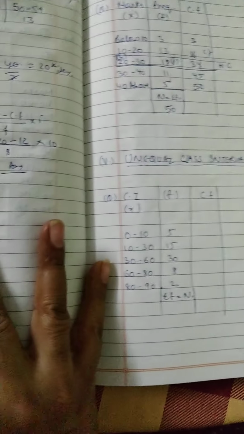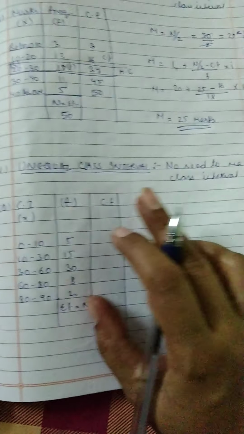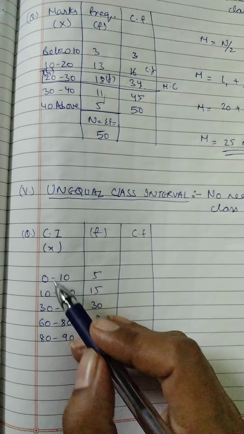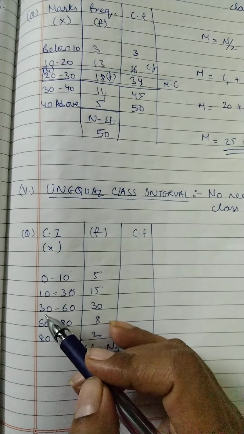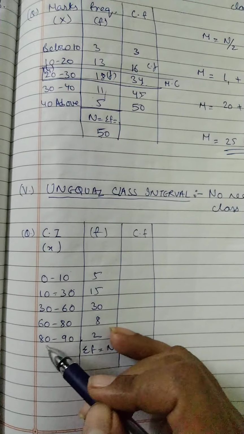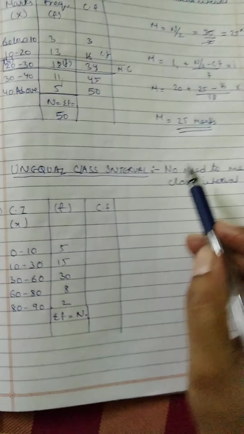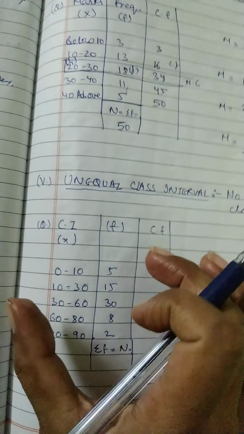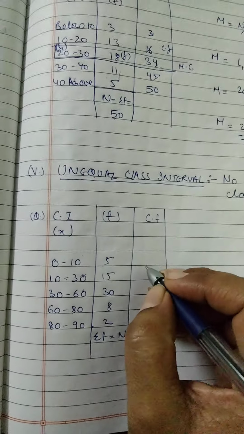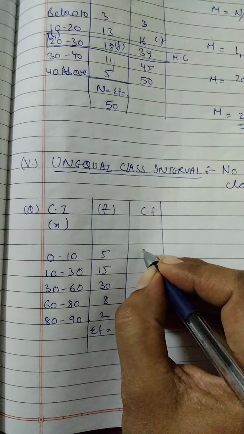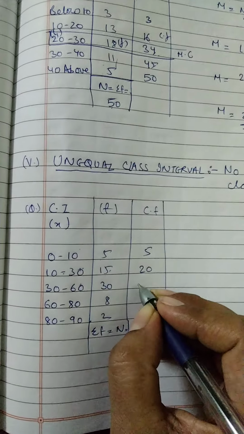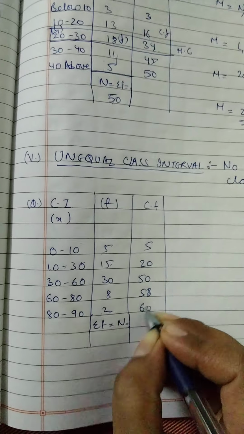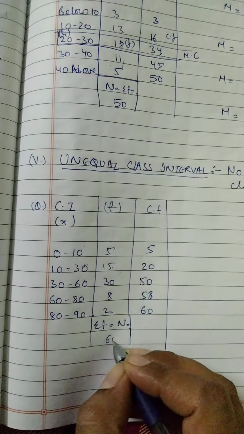Okay. And the last one is unequal class interval. Unequal class interval means it is given, it is not equal. 0 to 10, that is a 10 gap, 10 to 30, that is a 20 gap, 30 to 60, 30 gap, 60 to 80, 40 gap. It is an unequal distribution. No need to make the class interval equal. There is no need to change the table. So frequency is given. Find out the CF. 5 plus 15 is 20, plus 30 is 50, plus 8 is 58, plus 2 is 60, and the total of this is 60. Done.